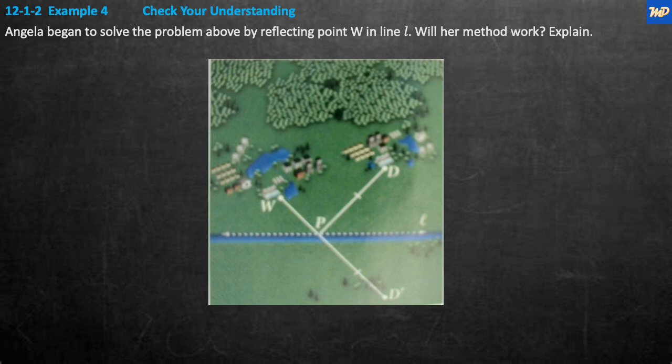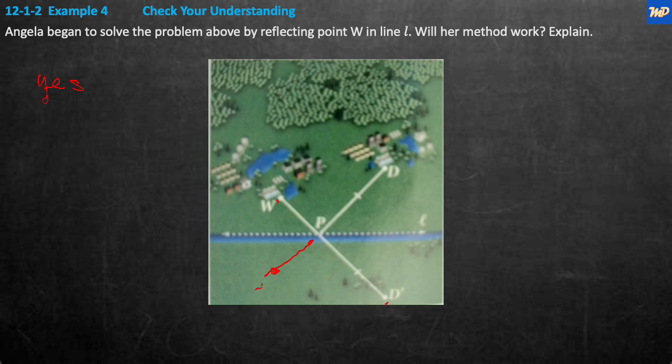Okay, let's talk about it a little bit. First of all, will it work? The answer is yes. It's the same thing. Y-E-S, it will work. Because whether you mirror this PD to be PD prime and get a straight line from W to D prime, there's no reason why you can't do the same thing. You can mirror W across, like this, and you still get the straight line.